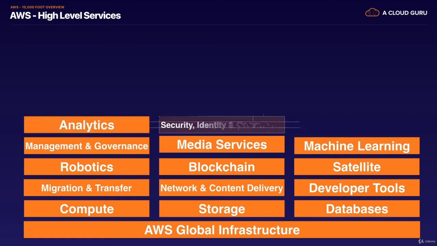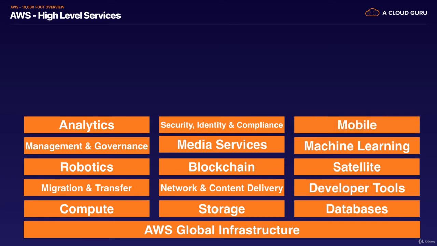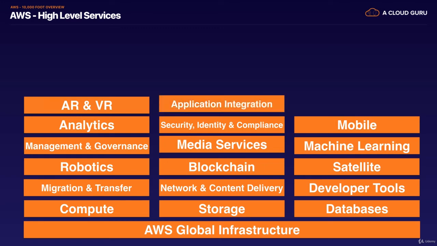We've then got analytics, we've got security, identity, and compliance. Security, identity, and compliance we will cover off in the very next section of the course, where we start to log into Identity Access Management. We're going to start creating our users, groups, and roles. We then have mobile, not really relevant. AR and VR, so AR is augmented reality, VR is virtual reality, again, not really relevant.